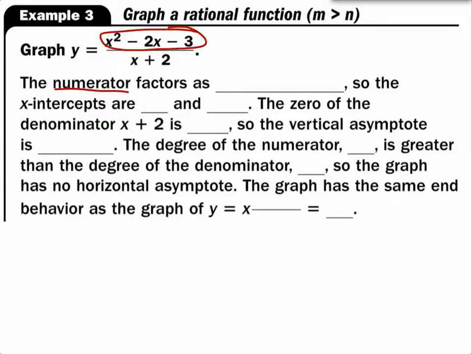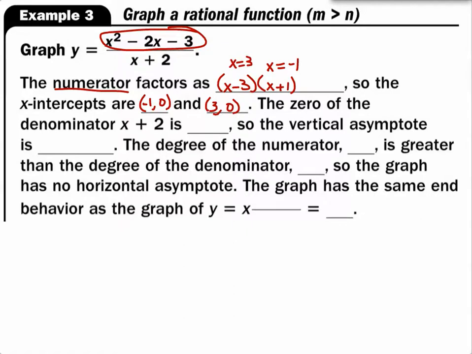It factors, right? It's x minus 3 times x plus 1. So, zeros: the zero from this factor is x equals 3, and the zero from this one is x equals negative 1. So the x-intercepts are (negative 1, 0) and (3, 0). Boom, x-intercepts.